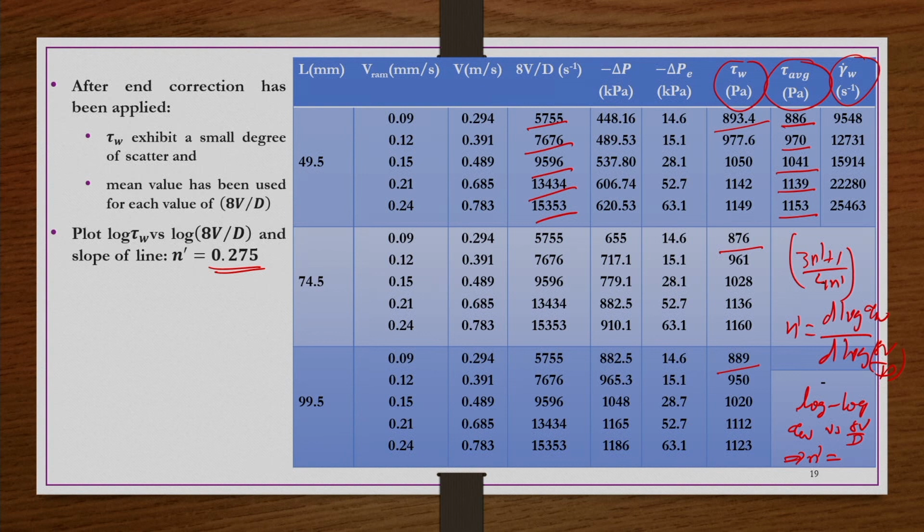Now, you get 3n prime plus 1 by 4n prime and then multiply that correction with the corresponding 8V by D value. Then you get the true shear rate information, this one. This is how you have to incorporate corrections for the entrance effect in the capillary viscometer, if at all, if you do not have capillaries with sufficiently large L by D.